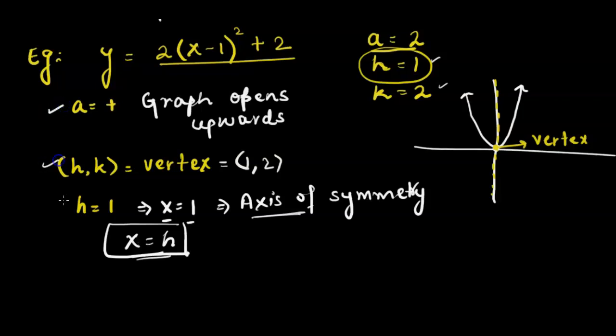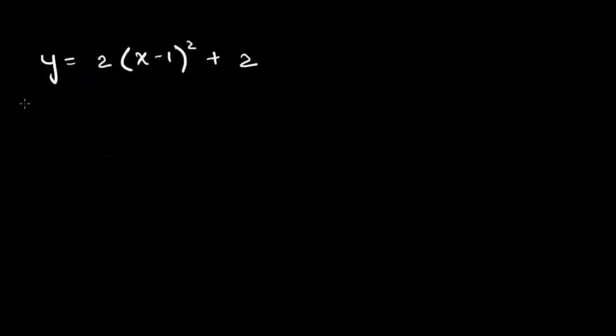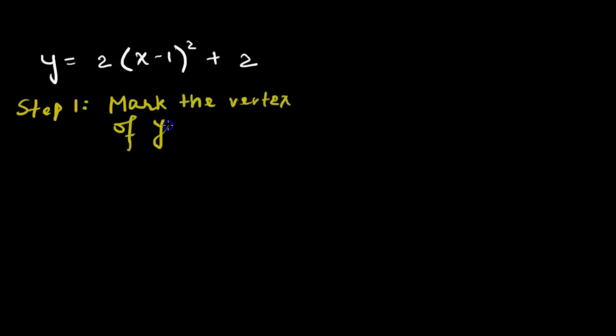These three properties are important to understand before we make a graph. After we make a graph, we can also write more properties by looking at the graph, which we will discuss after we learn how to make a graph using step pattern. So let's use the same example to make the graph, which is y = 2(x - 1)² + 2. For step pattern, we need to know the following steps in order to make the graph. Step 1 is to mark the vertex of your graph on the grid.